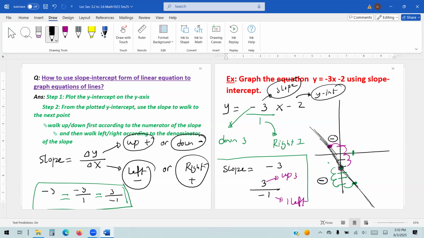So if your slope has a minus, either you are going down or you're going left. If you go down, that means you have to go right. But if you go left, that means you have to go up. So these are actually connected. If your slope has a minus sign. If it's only plus, then you're going up, right, or down, left.